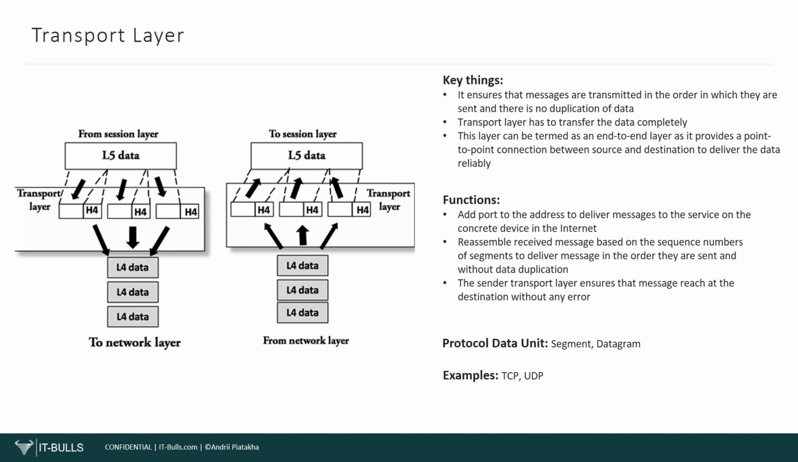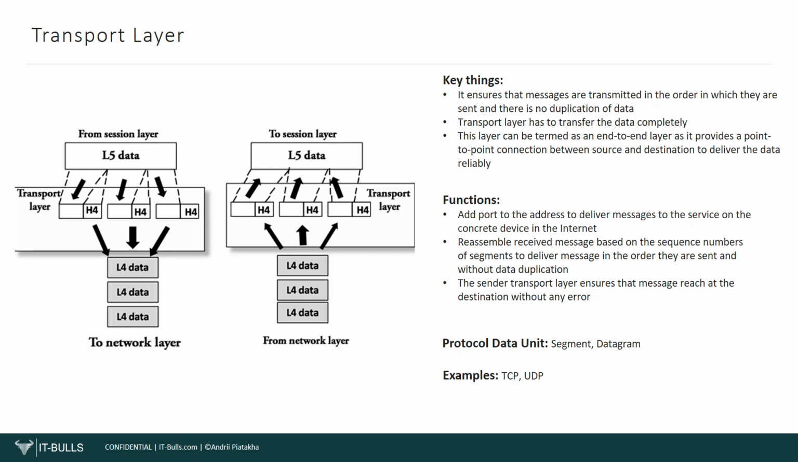The key function of the fourth layer in the OSI model is to ensure that messages are transmitted in the order in which they are sent and there is no duplication of data. Transport layer has to transfer the data completely. This layer can be termed as an end-to-end layer as it provides a point-to-point connection between source and destination to deliver the data reliably. Let's talk about functions of this layer.